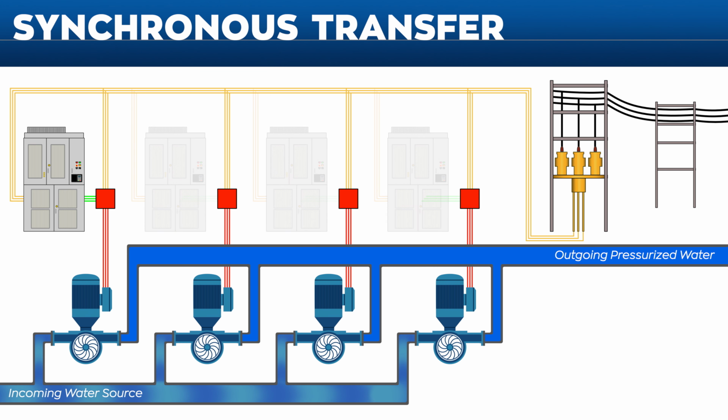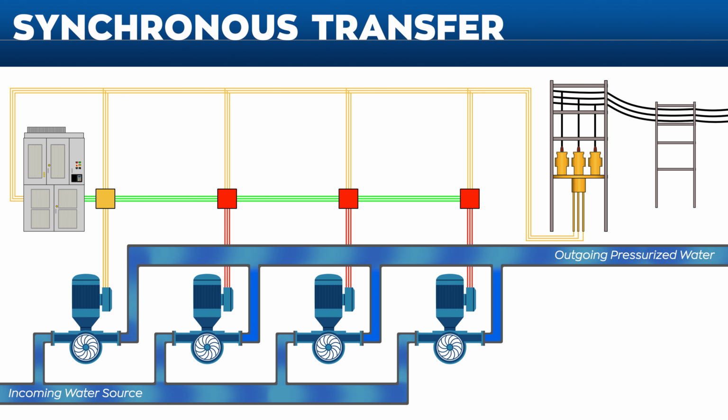With synchronous transfer, a single drive can bring each pump online with a soft start ramp to limit the impact on the power system. When each pump reaches full load, the system seamlessly transfers the pump to line power and accelerates the next pump. As each pump is needed, the drive can provide speed regulation from 0 to full speed to exactly match the demand of the system and conserve energy.